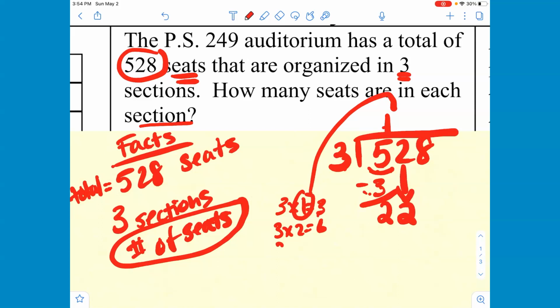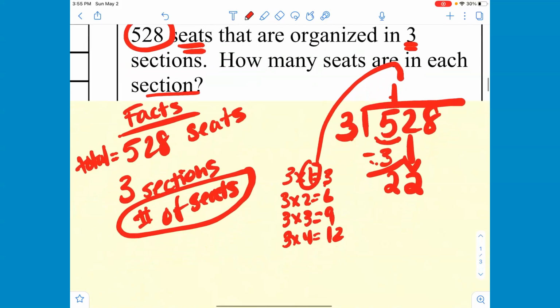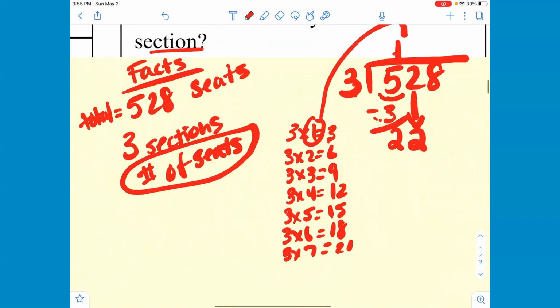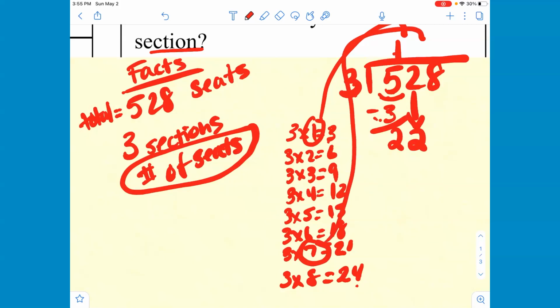So now I'm going to continue listing my multiples because I have a 22. So 3 times 3 is 9. 3 times 4 is 12. I'm going to keep going. 3 times 5 is 15. 3 times 6 is 18. And 3 times 7 is 21. So the goal is to get to close to 22, the closest that you can get to it without going over. 3 times 8 is 24. Oh, went over it. So that means I can only make 7 groups. So I'm going to put the 7 up here.